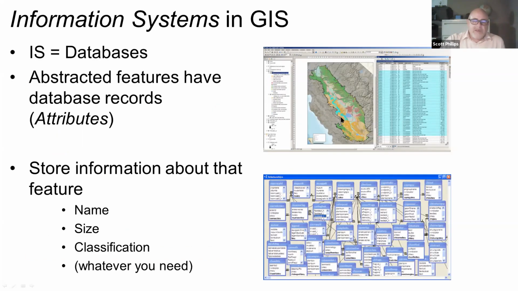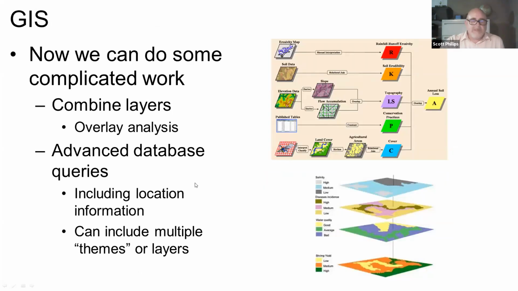So these abstracted features like polygons also have associated database records, and these databases can be very complicated. Like this, for example, is one on soils for the United States. You can have names, size, classification. It can be as complex as you need or want it to be. And so the combination of having all these multiple layers and attaching these features to a database lets you do a lot more complicated work than you could with traditional map sources.